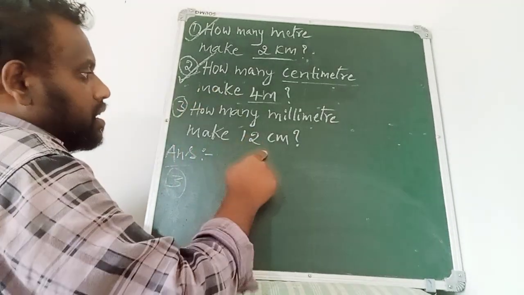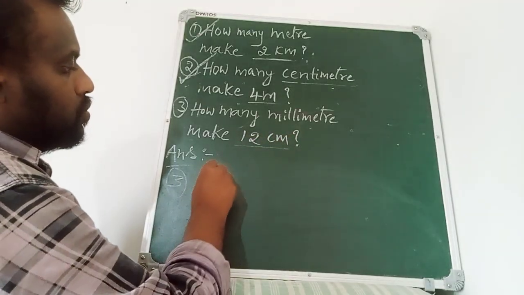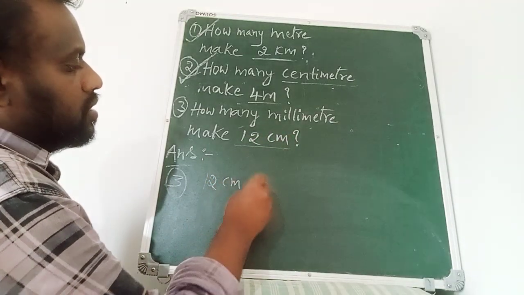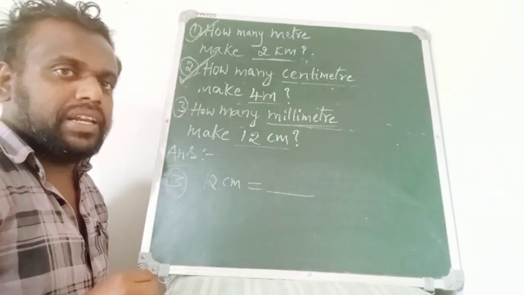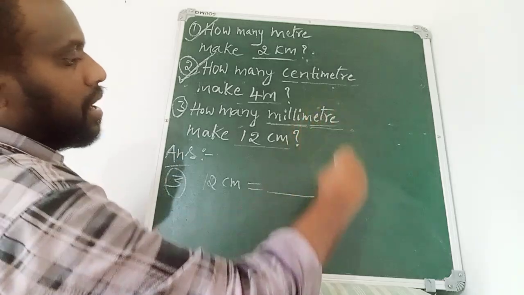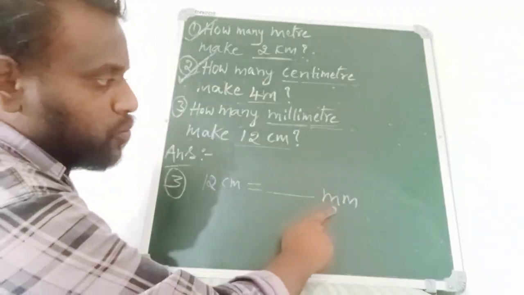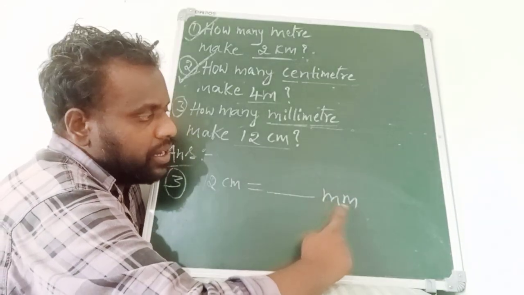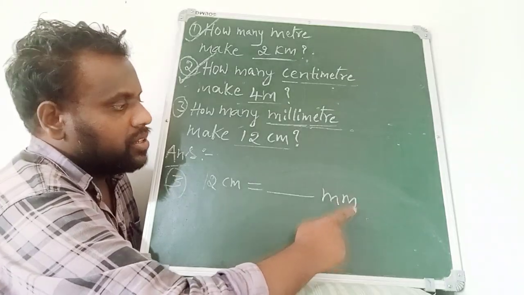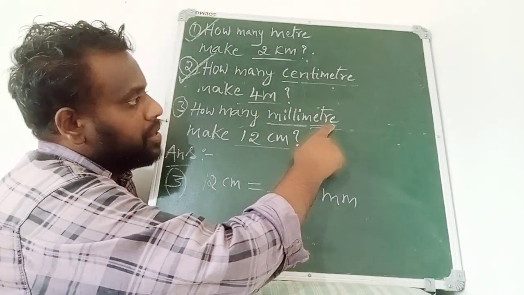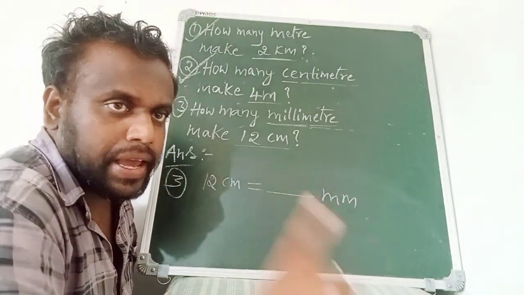Okay. So what is the meaning of this? Take this. 12 centimeter is equal to dash millimeter. In place of millimeter I will write mm. What does mm mean? The first m means milli, the second m means meter. So the short form of millimeter is mm. This and this both are the same.